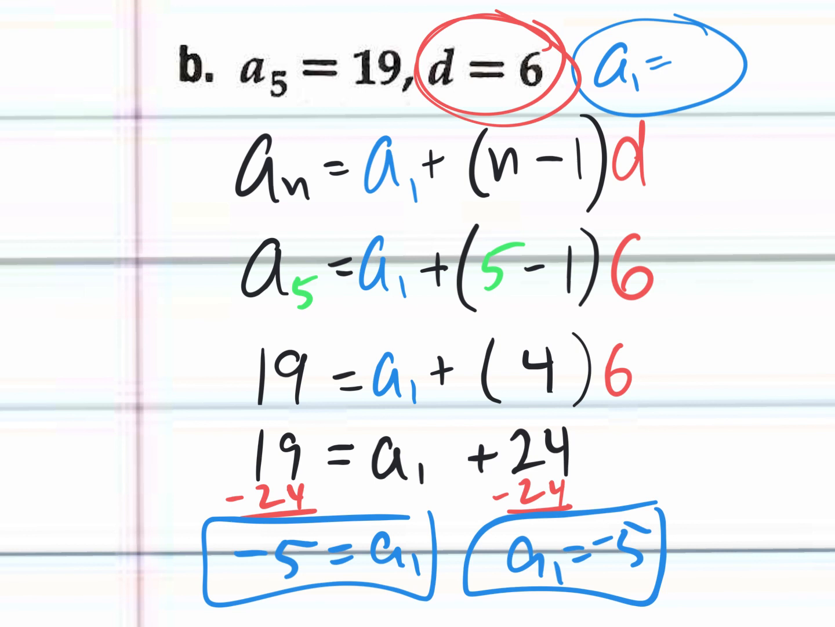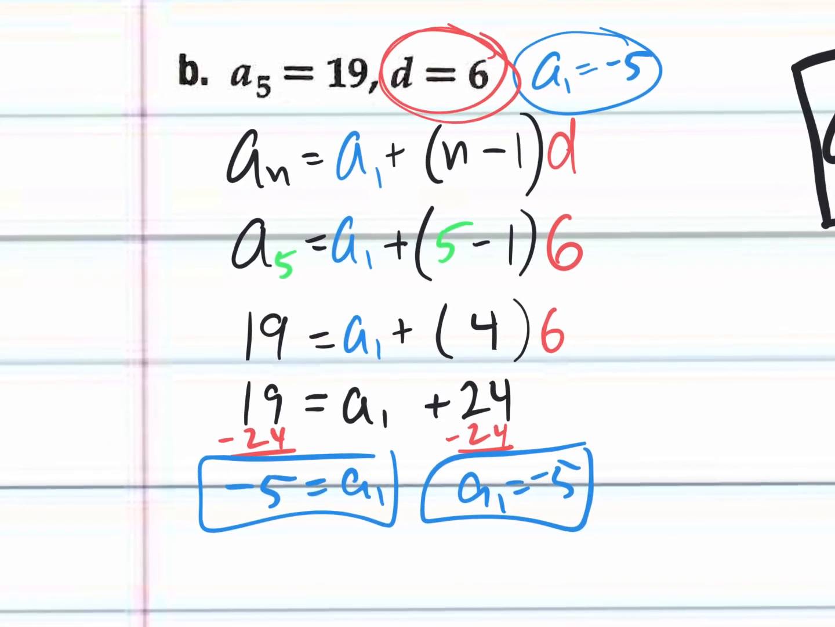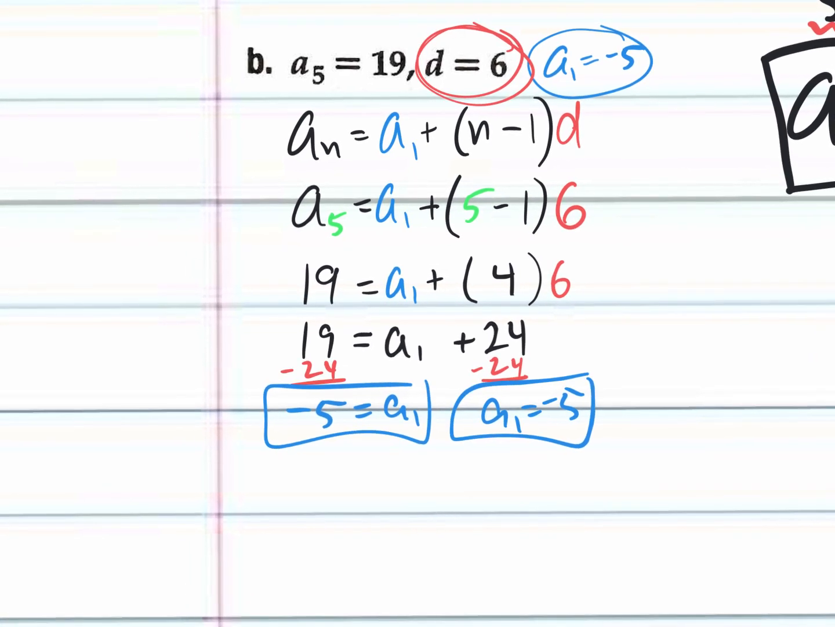Are you with me? So now we did find our a sub 1 value of negative 5, and we already know our common difference d. Let's continue with this right now, and then we'll go back to alternative methods.